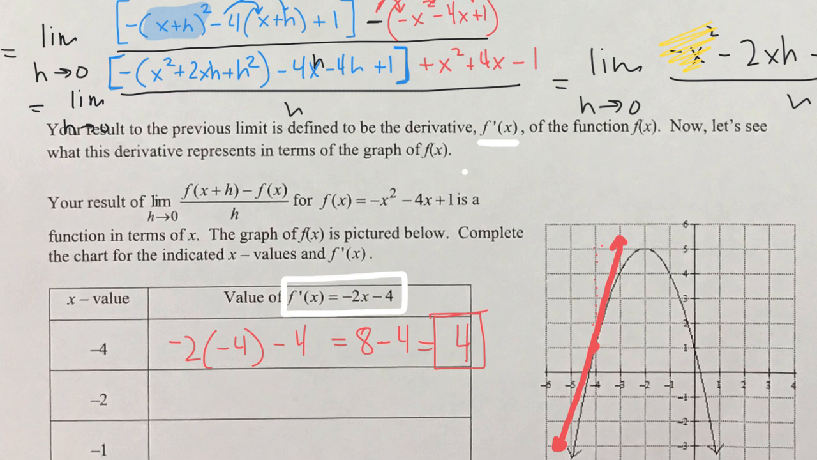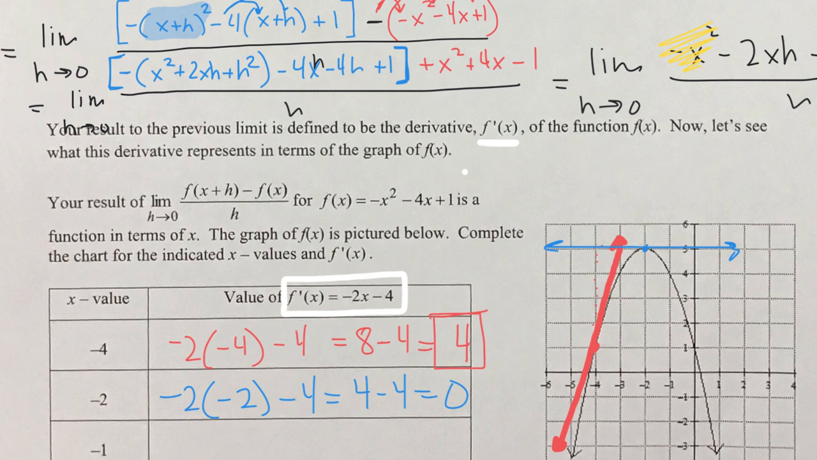Okay, how about at negative 2? What do you think the slope of the tangent line is going to be at negative 2? Well, let's plug it in. What's negative 2 times negative 2 minus 4? That is 4 minus 4, which is 0. Okay, we're going to find that whenever our graph has a maximum value or a minimum, right, then the tangent line is horizontal. Okay, we have a 0 slope right there.